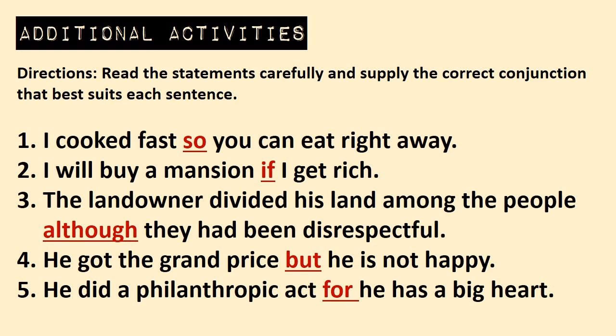Directions. Read the statements carefully and supply the correct conjunction that best suits each sentence. 1. I cooked fast so you can eat right away. 2. I will buy a mansion if I get rich. 3. The landowner divided his land among the people although they had been disrespectful. 4. He got the grand prize, but he is not happy. 5. He did a philanthropic act for he has a big heart.